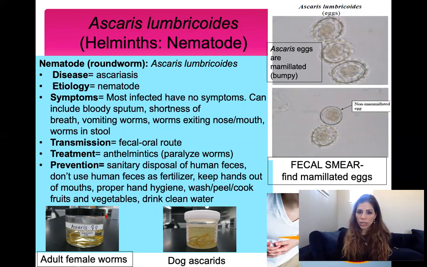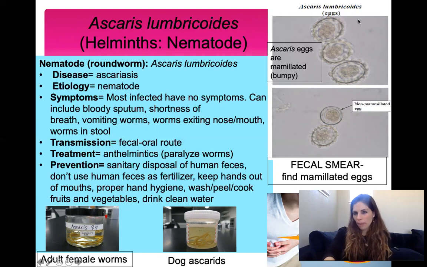Prevention is sanitary disposal of human feces. This is why we're not supposed to use human feces as fertilizer. Keep hands out of mouth, proper hand hygiene, wash, peel, cook fruits and vegetables. Though I think everyone has developed very proper sanitation after coronavirus, so it's good to avoid a lot of things, not just coronavirus.